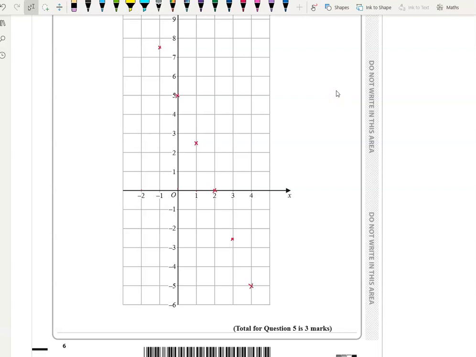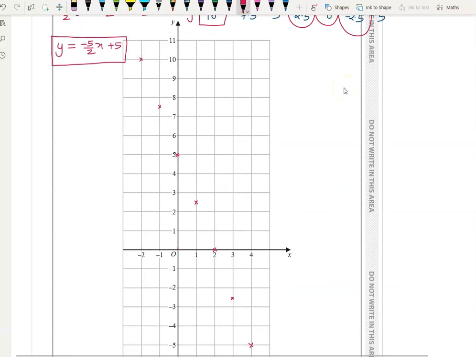Now you need to join all these points to get your required graph. So let's join it. You do it with the help of a ruler, so you'll get a proper straight line.